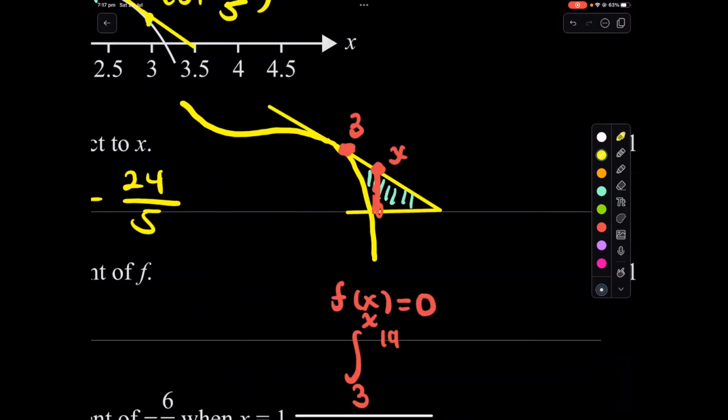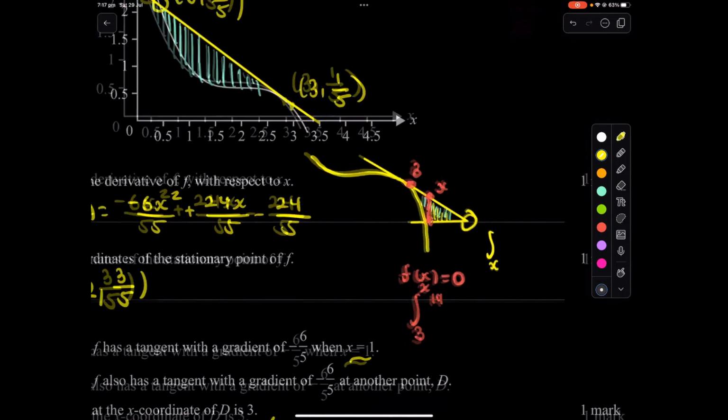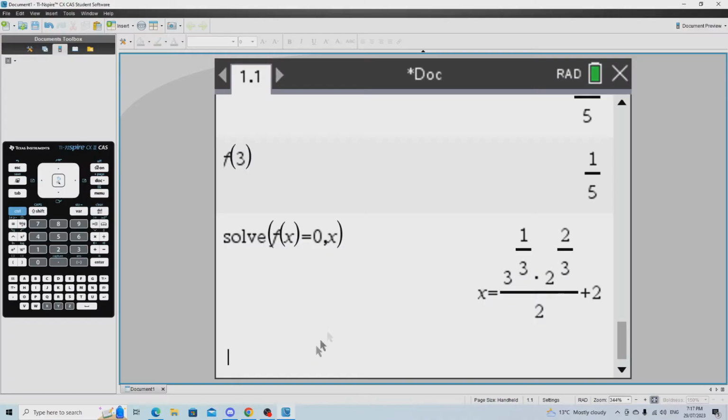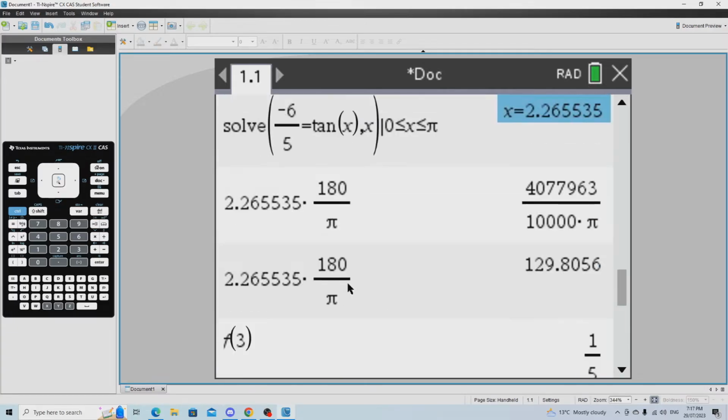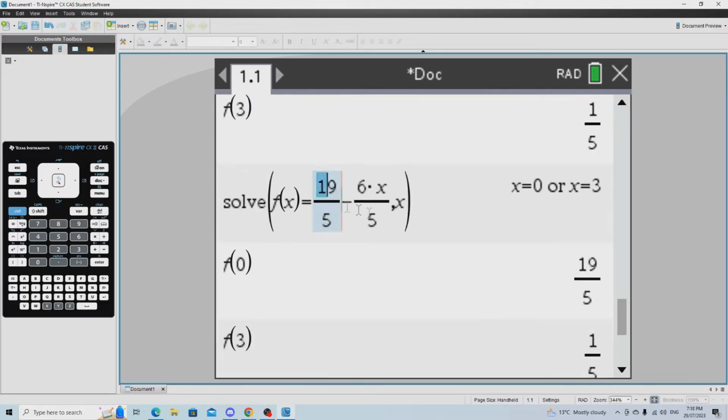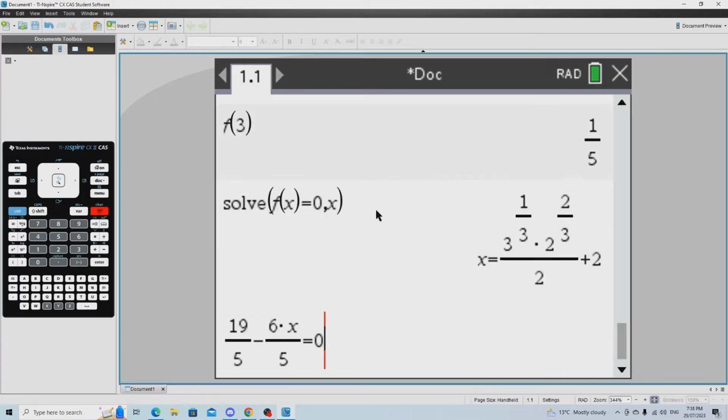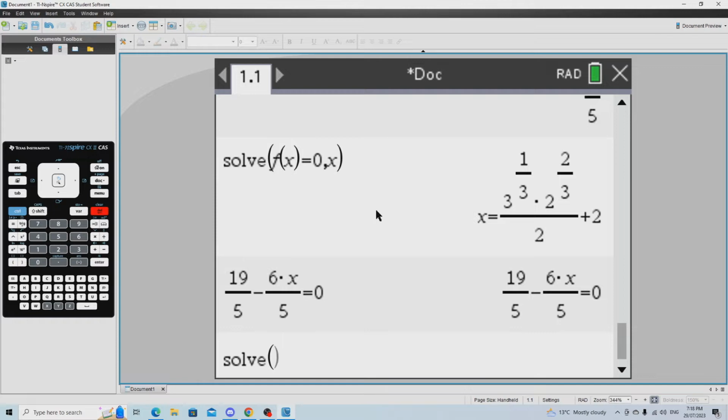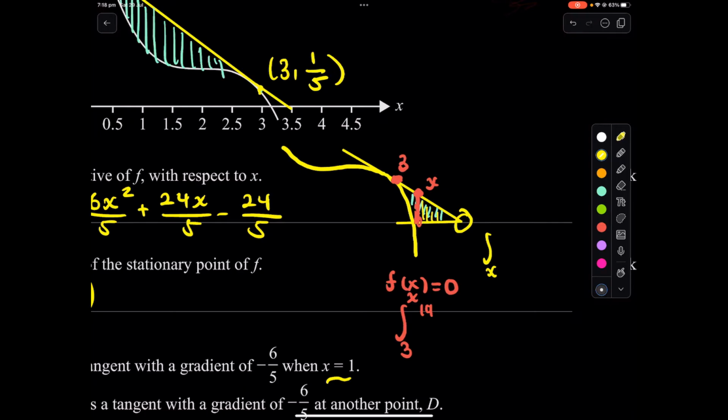And to calculate this area over here, it will just be the integral from the value of x to this point, where the straight line y equals, oh, okay, this is such a long question. If we take this and let it equal 0, and we want to solve for x, we get 19 over 6. So we can say from x to 19 over 6 of the function 19 over 5 minus 6x over 5. Okay, let's write that.